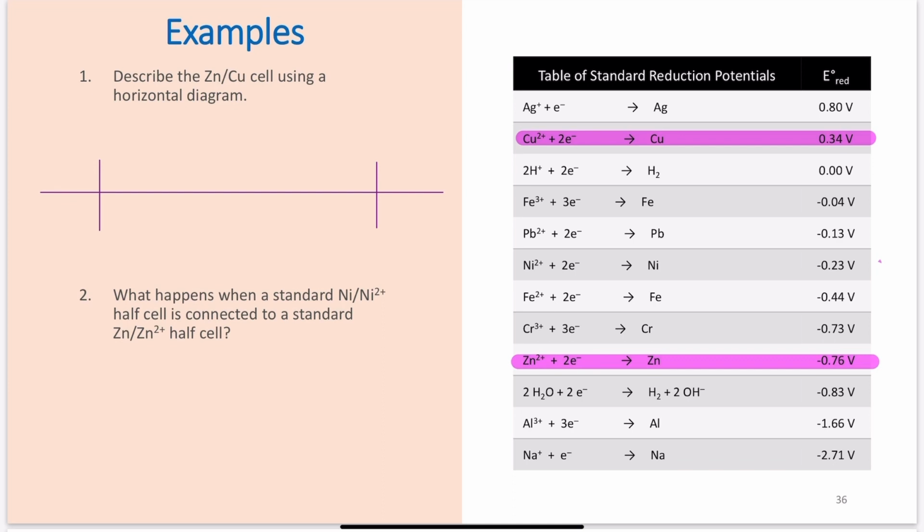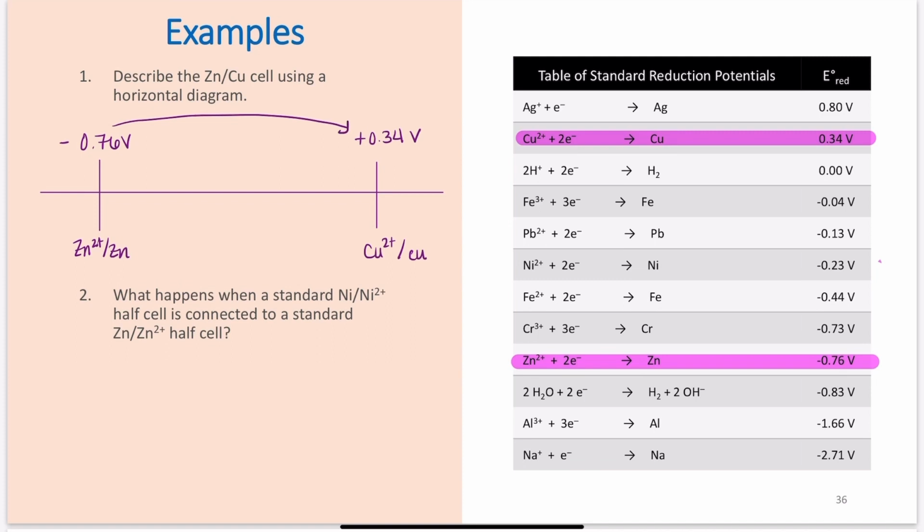I'm going to think of this like a regular number line, where I've got the more negative potential, negative 0.76 volts, here, and the more positive potential, positive 0.34 volts, here. They may both be negative, they may both be positive, one may be negative and one may be positive. I'm always going to put the more negative number to the left, the more positive number to the right. This is my zinc 2+ zinc. This is my copper 2+ copper.